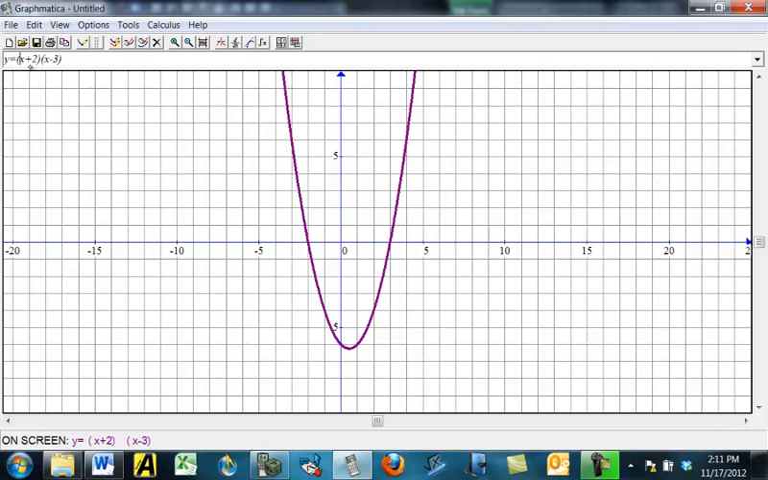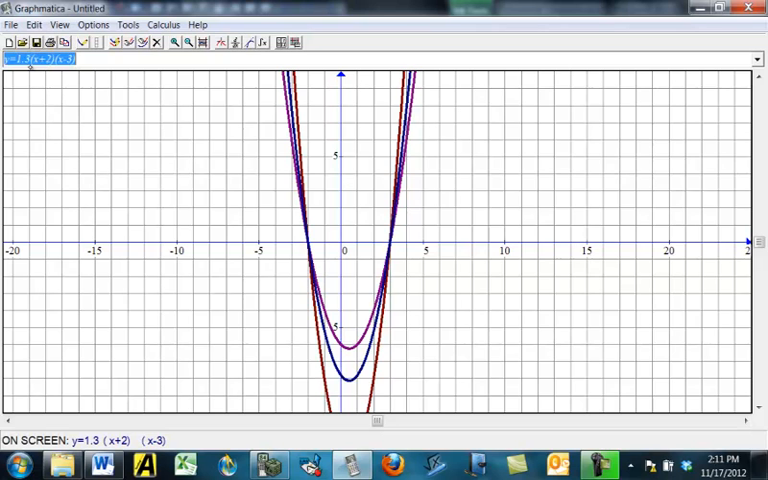Now if I put a coefficient in front of this, this is going to stretch it, like if I put 2 there, or put 1.3 there, we get different amounts of stretch. If I make it a negative there, negative 0.8, it's going to be not only stretched a different amount, but flipped over the x-axis.